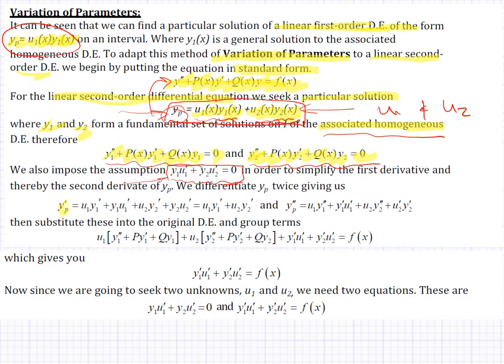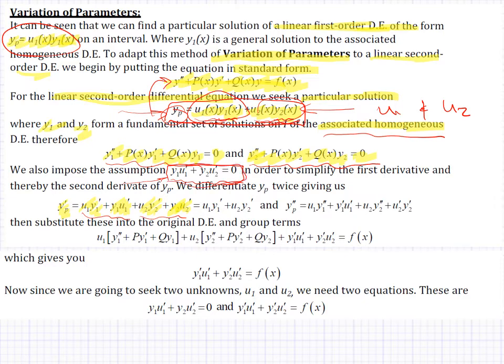So y sub p prime, we would have to do the product rule, so u1 y1 prime plus y1 u1 prime. And I'm dropping off the x's because these are all functions of x. Then u2 y2 prime plus y2 u2 prime. So again, just product rule. This is product rule here for this first piece, and this is product rule here for the second piece. Okay. So if we said, all right, now let's take the second derivative, that's a lot to take the second derivative of. We'd have 4 product rules.